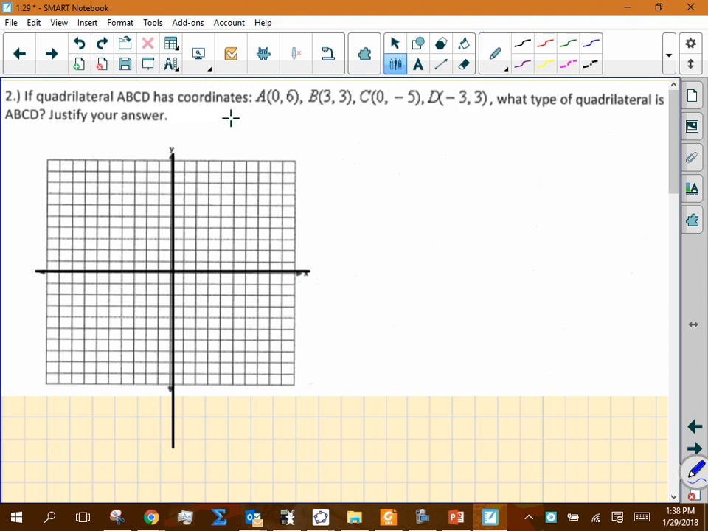So right now we're going to plot 0, 6. So there's 3, 4, 5, 6. So there's point A. Point B is at 3, 3. D is at negative 3, 3. And C is at 0, negative 5. What question is 2 on page 7? What did I do now? Oh, yeah, I thought this was on this. This was from Thursday.